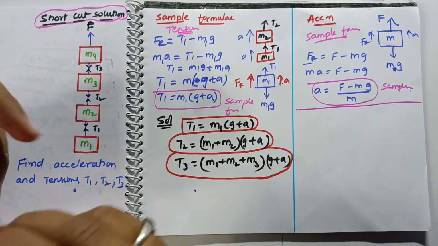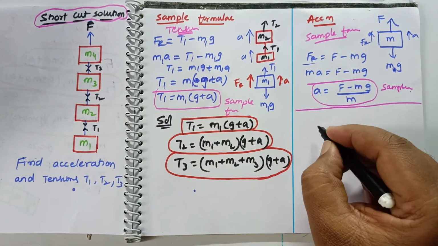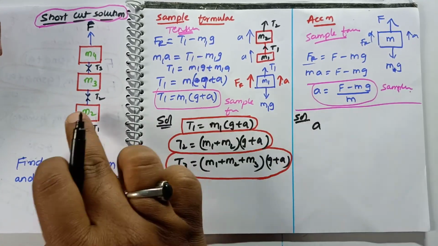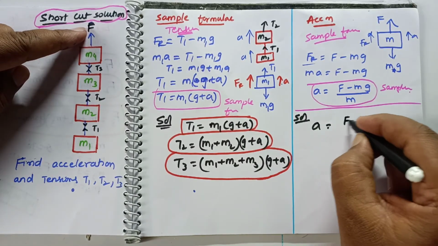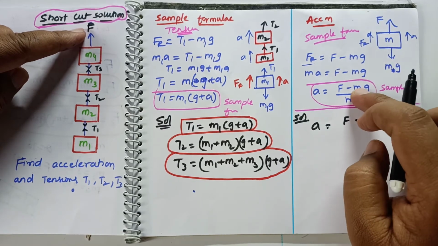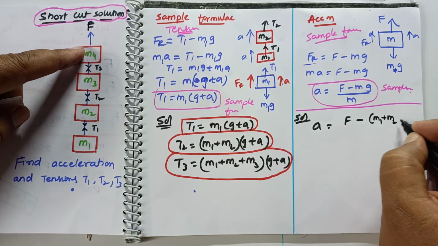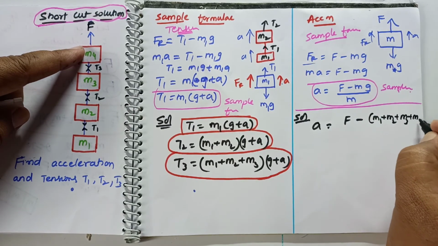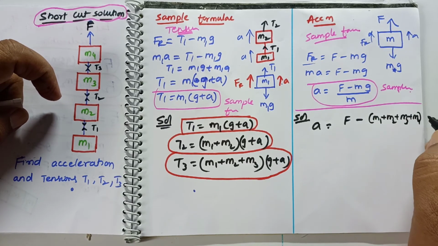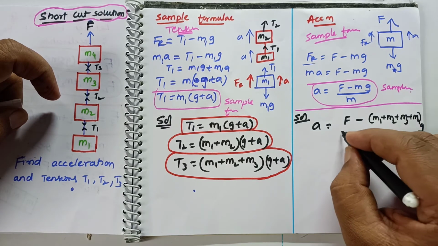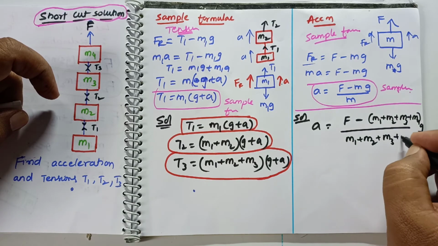Now the original formula for solving this problem. How are you going to find out the acceleration here? It's very simple. Here you have taken capital F, and capital F is also present here, but there only one mass is present so you take m, whereas here all four masses are present, so you have to consider m1 plus m2 plus m3 plus m4, into g, whole divided by m1 plus m2 plus m3 plus m4.